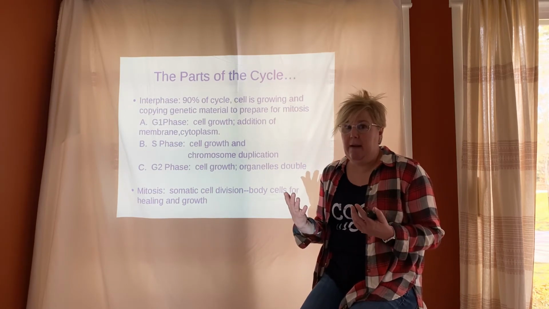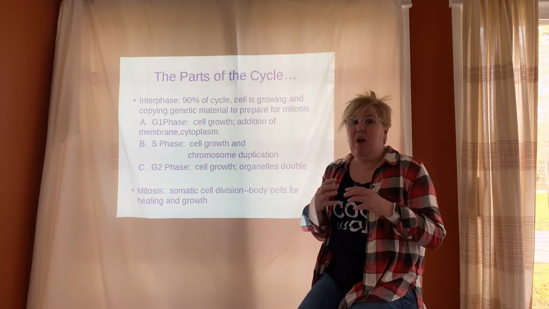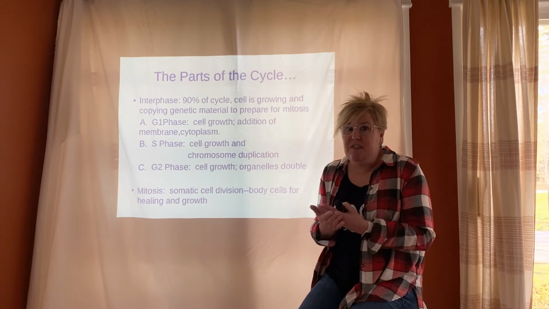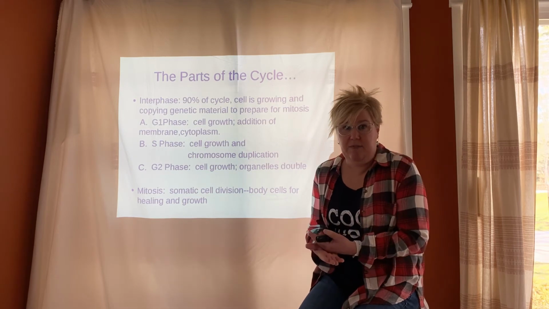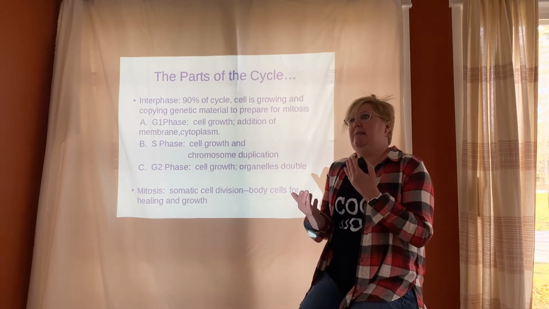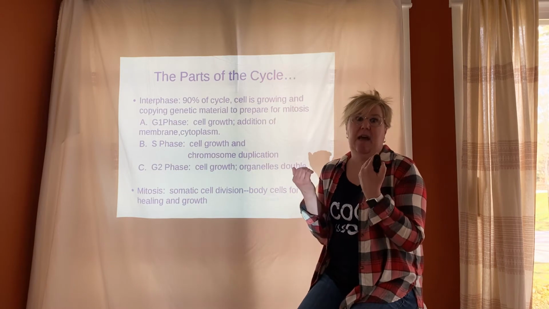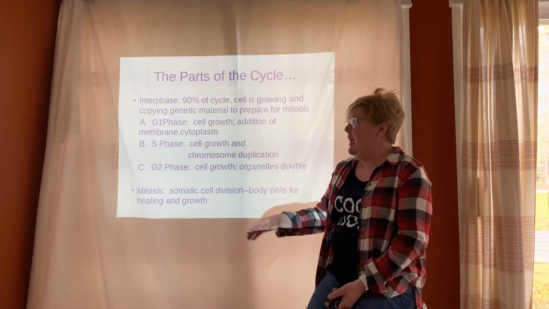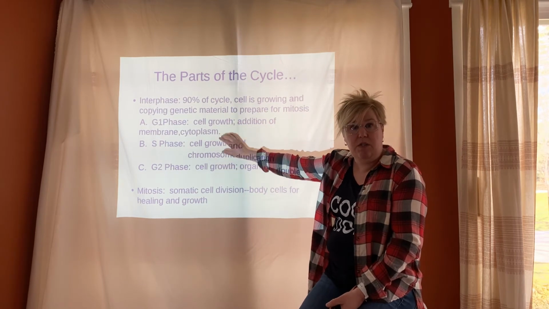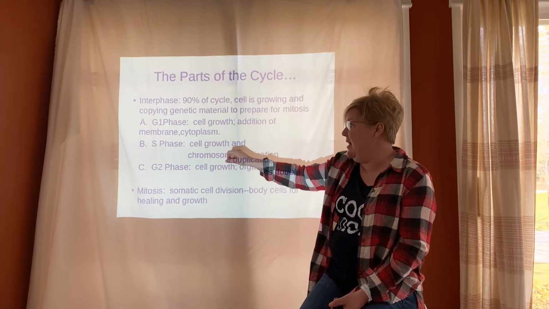So the important part of this is that we understand that interphase, 90% of the time, the cell is preparing to split. So it has to double everything, not just its DNA. It has to have enough mitochondria. It has to have enough chloroplasts if it's a plant cell. It needs to have enough lysosomes. It needs to have enough endoplasmic reticulum. So everything in the cell doubles during interphase. Interphase has the three parts, the two growth phases, and then the S phase.